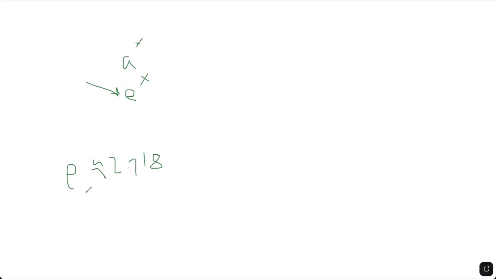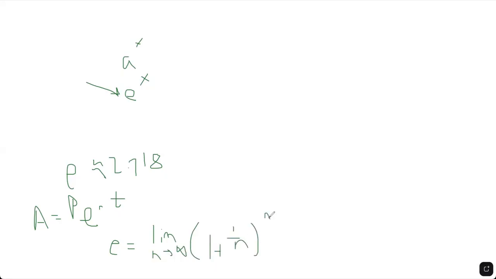And e just has a bunch of applications. One common one is in compounded interest, because continuously compounded interest has the formula: the value is equal to the principal amount, the original amount, times e to the power of rt. And the reason why we use e is because e is equal to the limit as n approaches infinity of (1 plus 1 over n) to the power of n. There are a few other variations of writing this, but this is probably the most common.